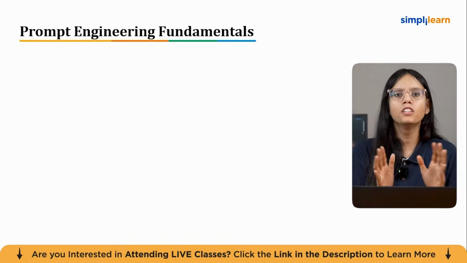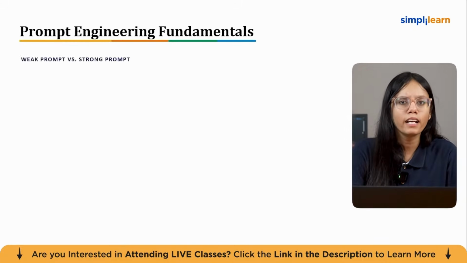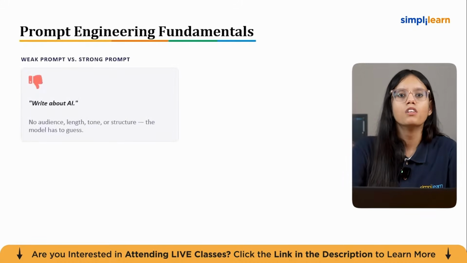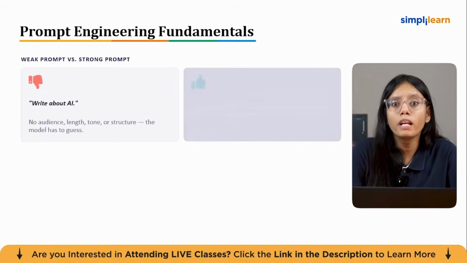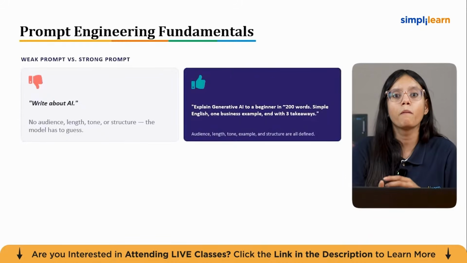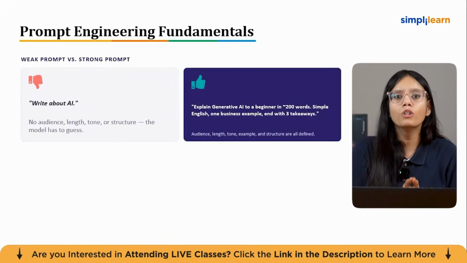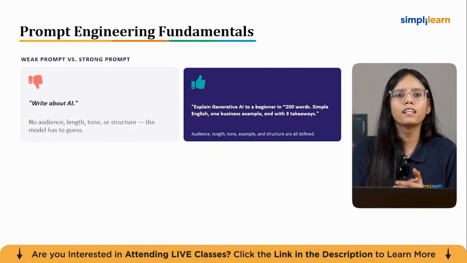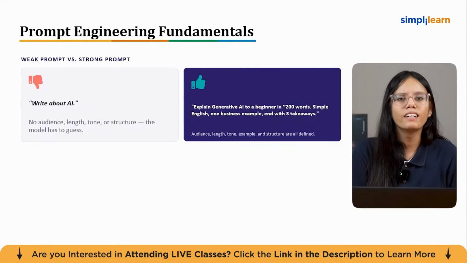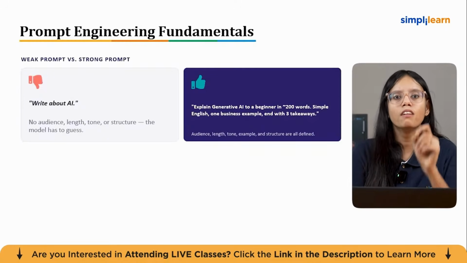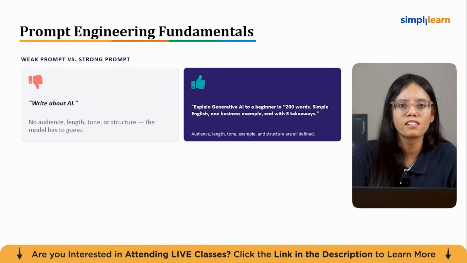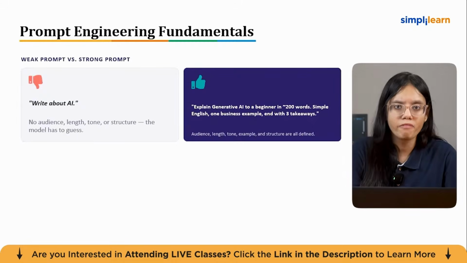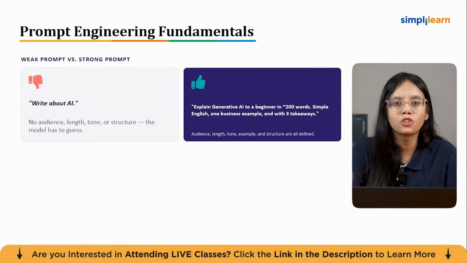See, compare these two prompts. First prompt says, write about AI. Now compare that with explain generative AI to a beginner in approximately 200 words. Use simple English, provide one business example, and end with 3 key takeaways. Both prompts discuss the same subject, but the second prompt gives the model far more useful guidance. So the first one was a weak prompt and the second one is a strong prompt.